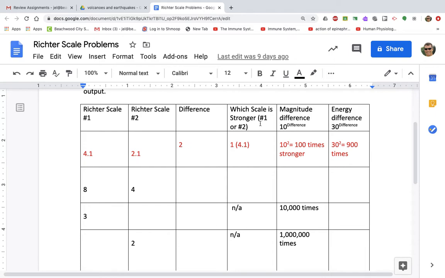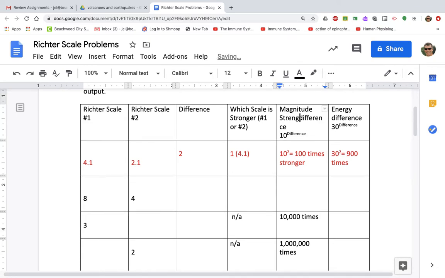Okay. And then this column says which scale is stronger, Richter scale 1 or 2. Well, obviously, the one with the higher number is going to be stronger. So scale number 1, and I just put my evidence there. It's a 4.1. And then you want to do the magnitude difference. Your magnitude is the same thing as strength. So I'm just going to put next to it so you know: magnitude or strength difference. Okay, same thing, magnitude or strength.